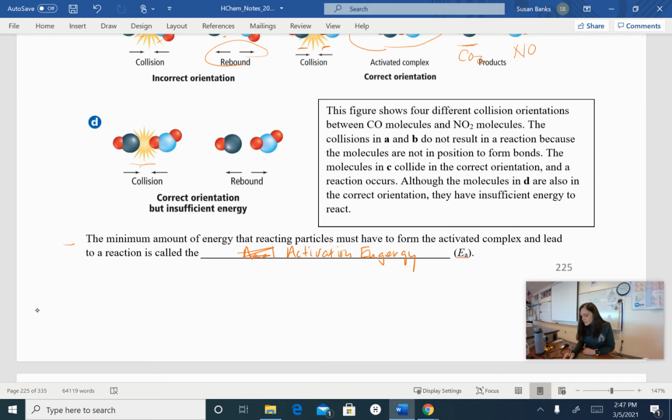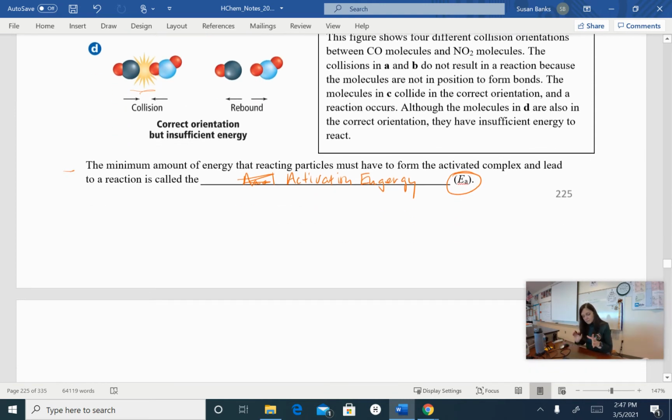Okay, and we abbreviate that as E sub A. Sometimes I will actually write it E sub capital A like that as well.